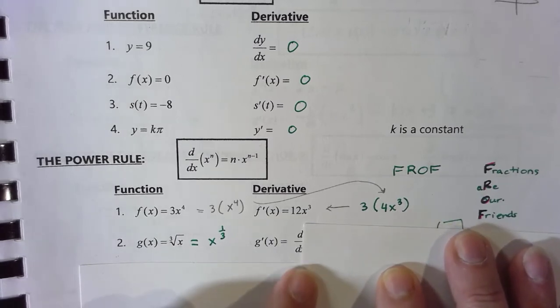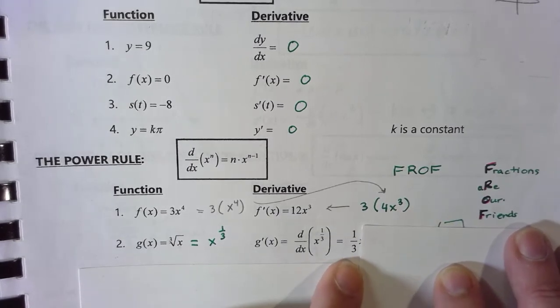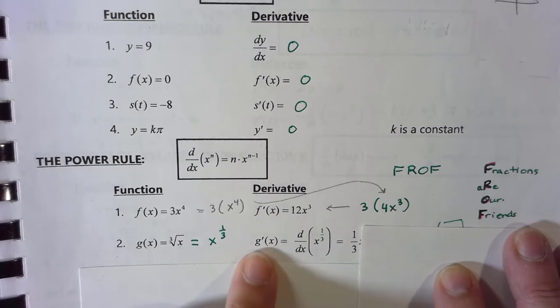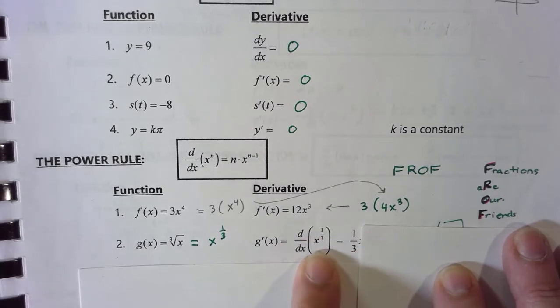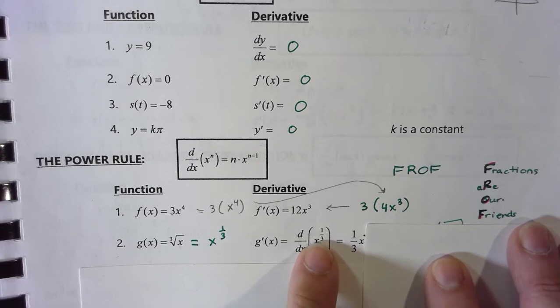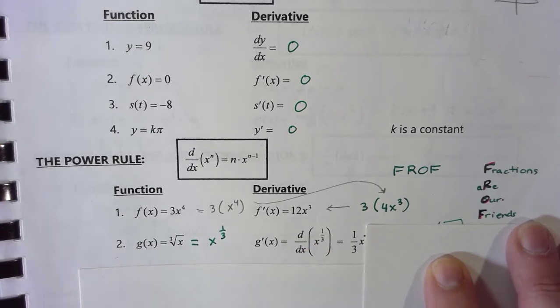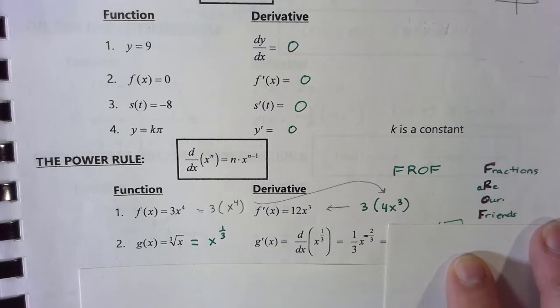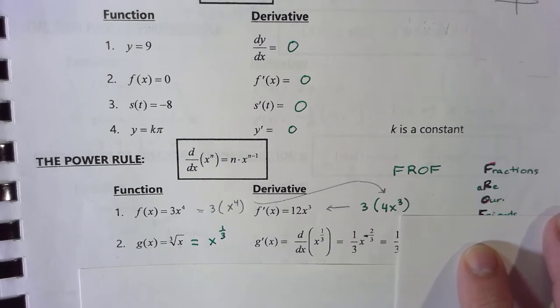The 1/3 comes down as a coefficient. So g prime of x is, let's take the derivative with respect to x, x to the 1/3. This is what tells you this is what I'm going to do. The 1/3 comes down, x to the 1/3 minus 1. This is a middle school math concept. 1/3 minus 1 is negative 2/3. And we don't want to leave it like this.